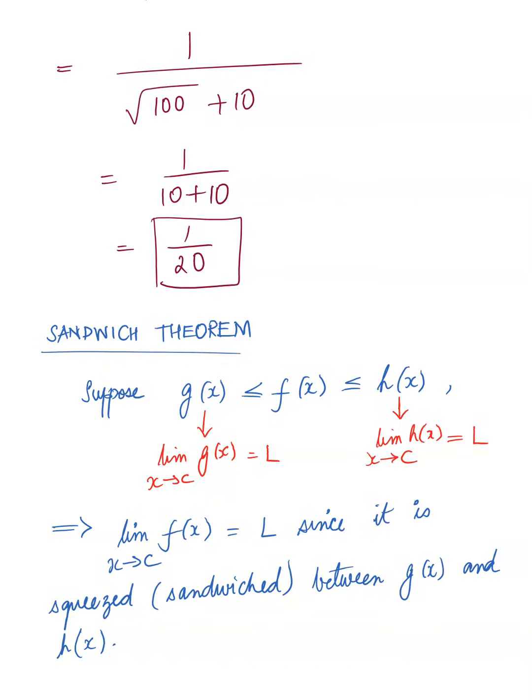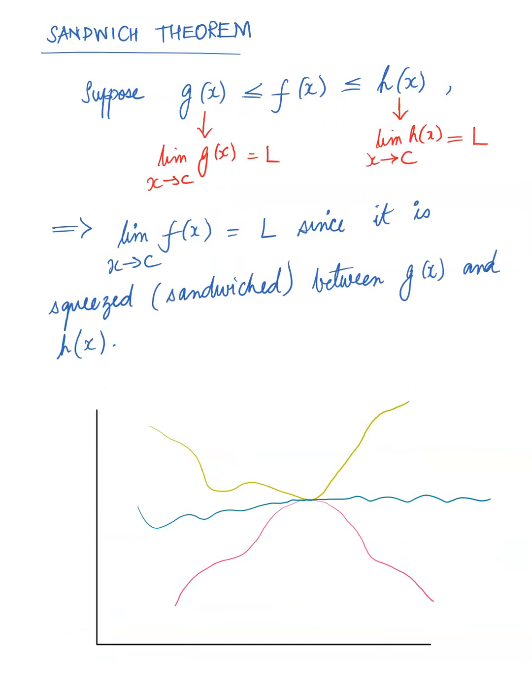This again comes from algebra, right? So if the ends of your inequality are the same, then the middle value should also be the same, right? How else can it be true otherwise? So we're using that idea here. So here is an example for you. I've just drawn a graph here, and you can see how the pinching happens. So check this out.